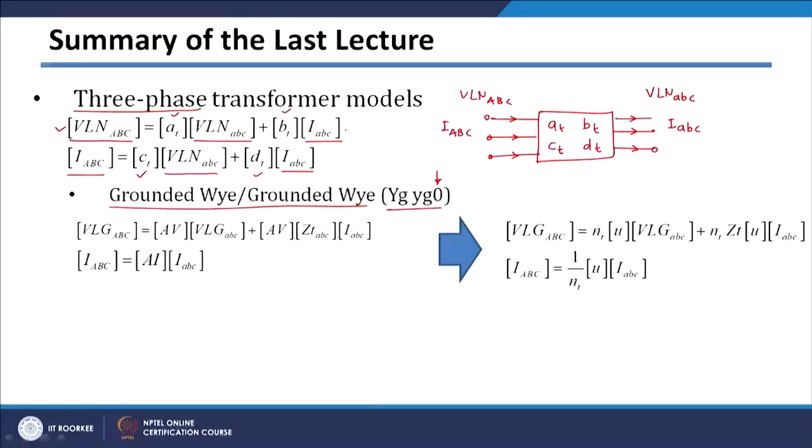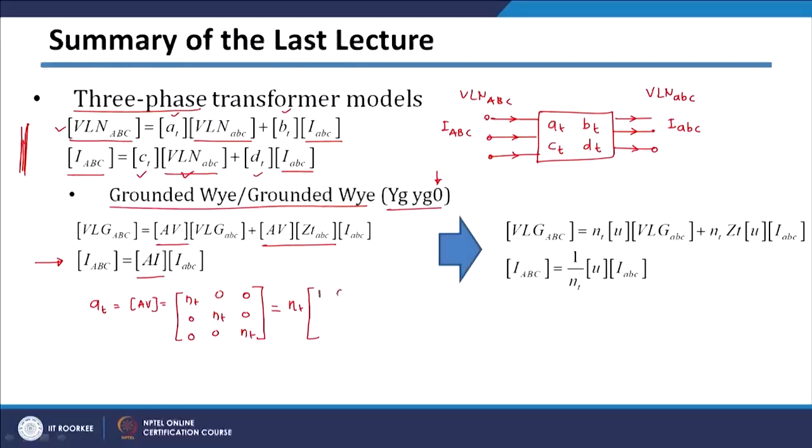If you compare these equations with the standard equations of ABCD parameters, this is your A parameter, this is your B parameter, and this is your D parameter. Because there is no term related to V_LN ABC in this expression here, your C is 0. So, we can easily see your A_T parameter will be nothing but A_V, and for this A_V matrix we have seen that it has n_t diagonal entries, and non-diagonal entries are 0. So you can easily write it as n_t times the unity matrix, because n_t can be taken common. I can say it will be n_t multiplied by U.